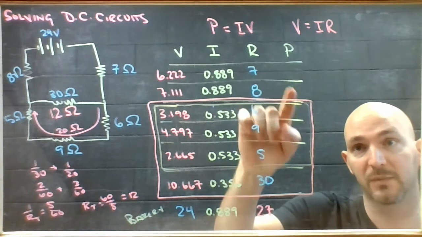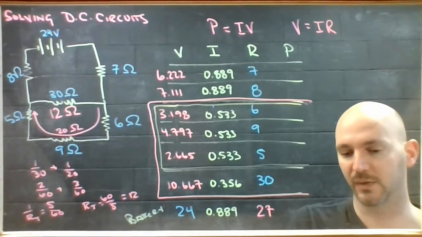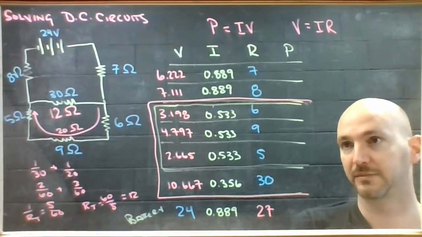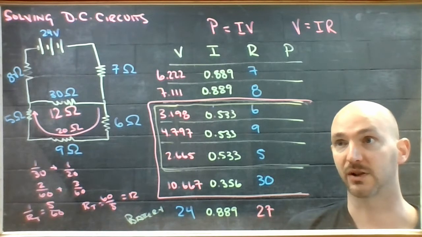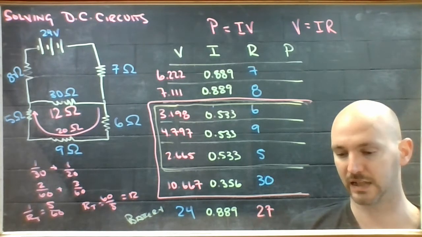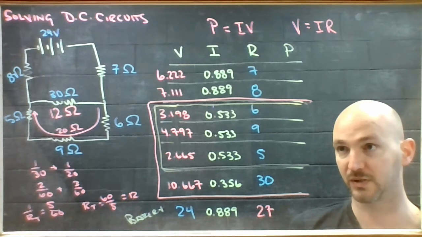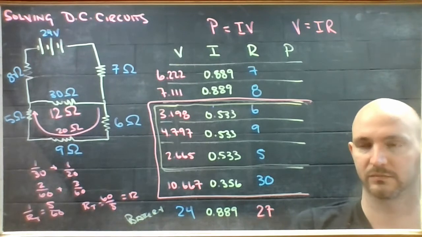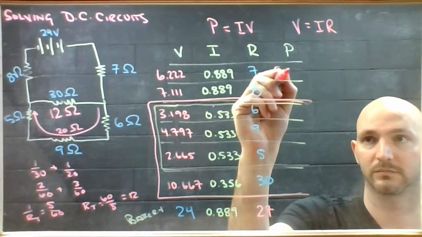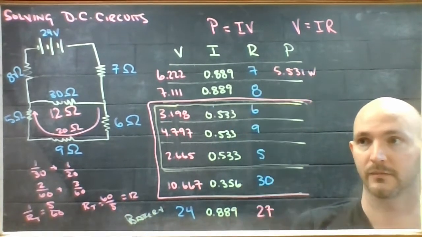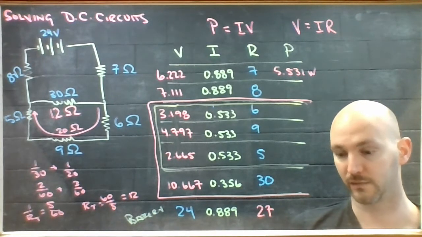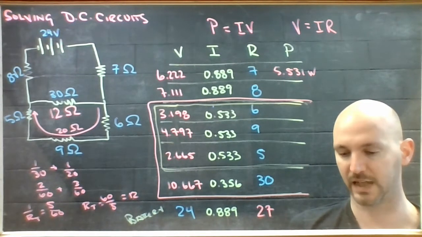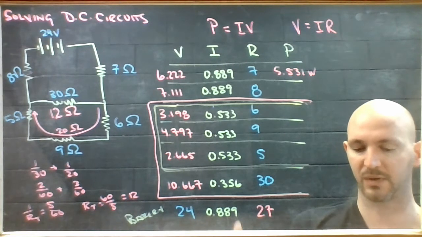The only thing left for me to do is to calculate my power values. So I'll go through, get that done. Power is current times voltage, so 0.889 multiplied by 6.222 is 5.531. 0.111 volts multiplied by 0.8889. Oop, that's too many. There we go. Is 6.322.